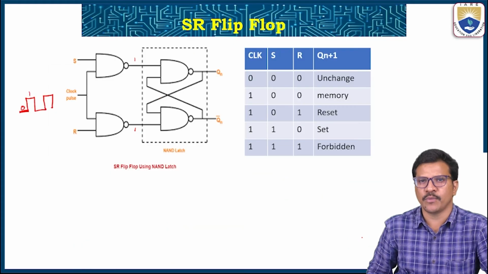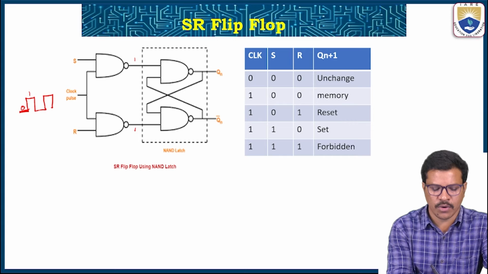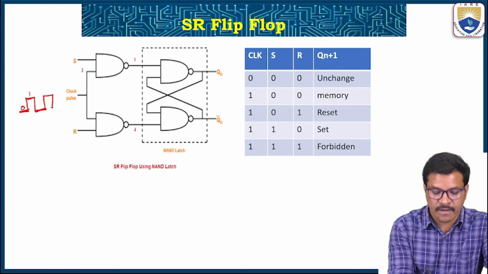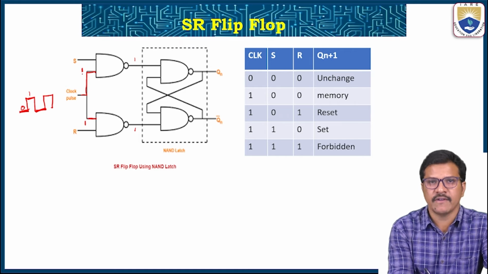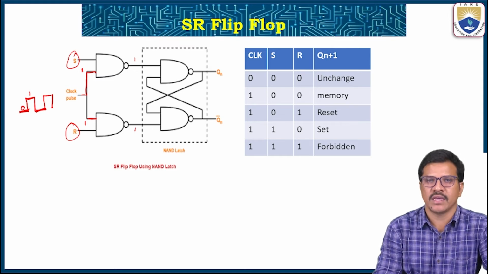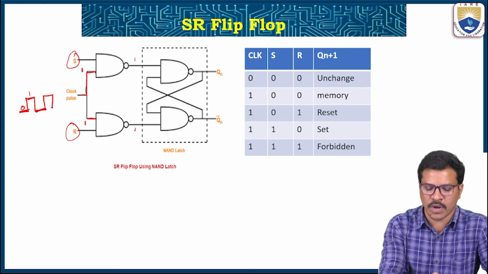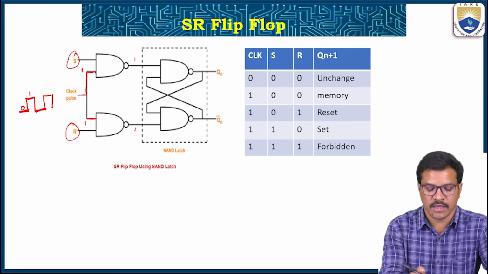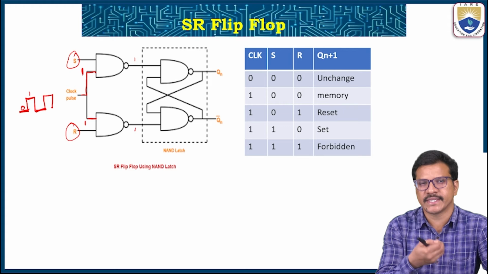So it won't change any output. When giving active low or low state in the clock, the output won't change. Whenever clock is high, the clock inputs are passing to the two NAND gates, which then depend on S and R. Whenever the clock is enabled or high, whatever S and R are input passes through the latch, through this gate, and is allowed.